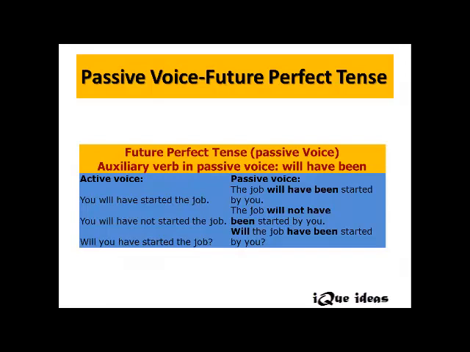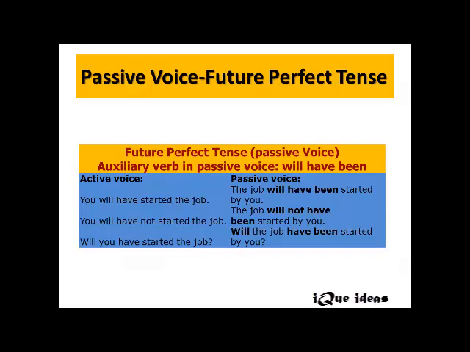We covered simple present, simple past, simple future, present continuous and past continuous, and in perfect tenses we covered present perfect, past perfect, and we are just left with one tense, that is future perfect tense, right? Now we'll just take up future perfect tense and how this gets changed to passive voice, right? Let's look at the examples here.